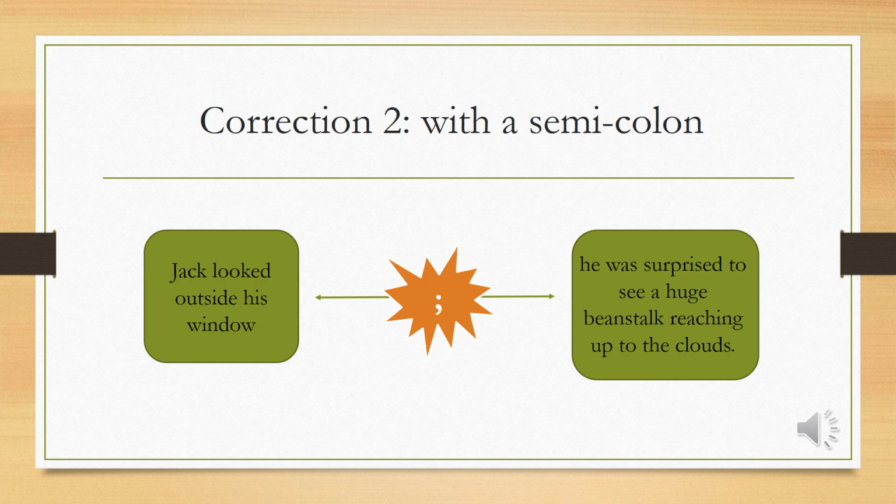Method number two, use a semicolon. Jack looked outside his window, take away the comma, replace it with a semicolon. Continue. He was surprised to see a huge beanstalk reaching up to the clouds. In this case, you cannot omit the he in the beginning of the second clause because of the semicolon. You cannot. So you simply have to put it in there.